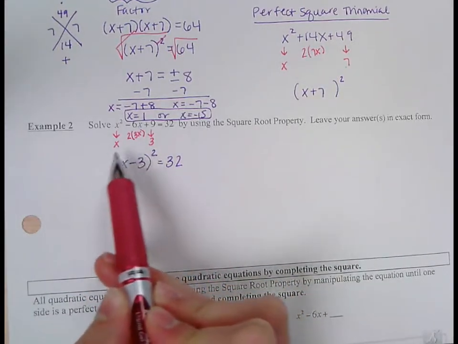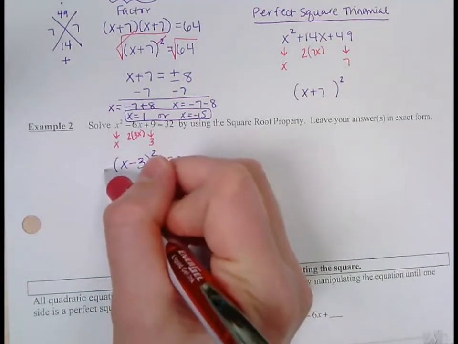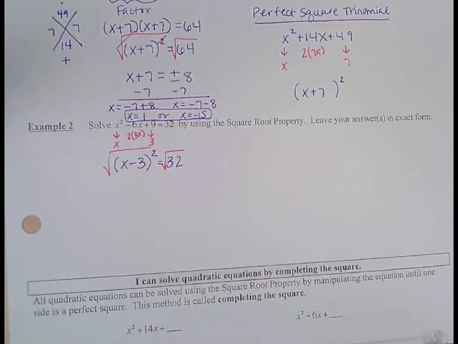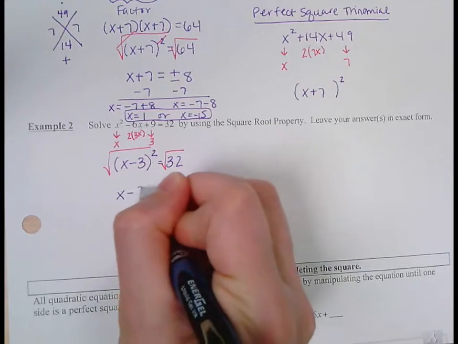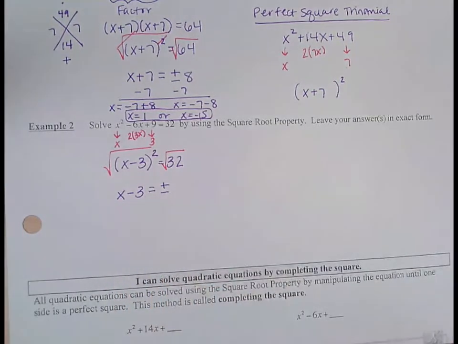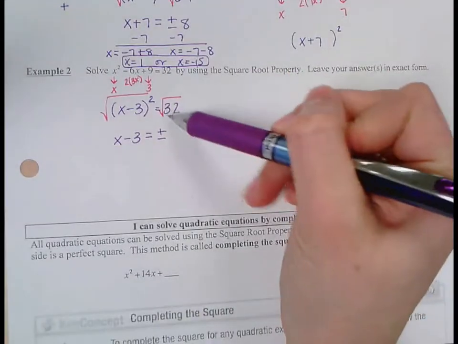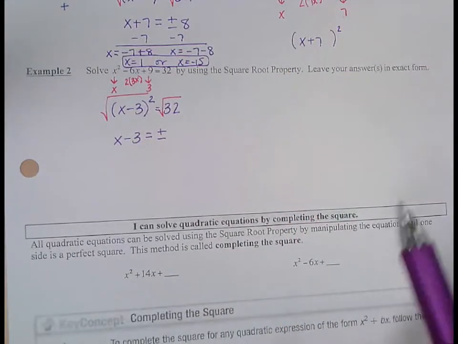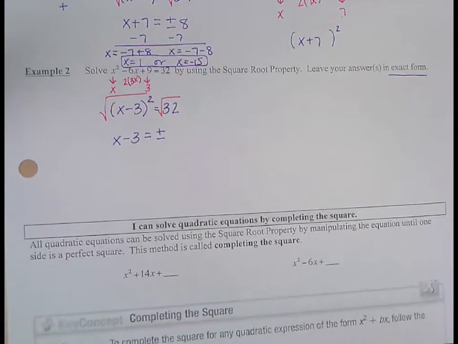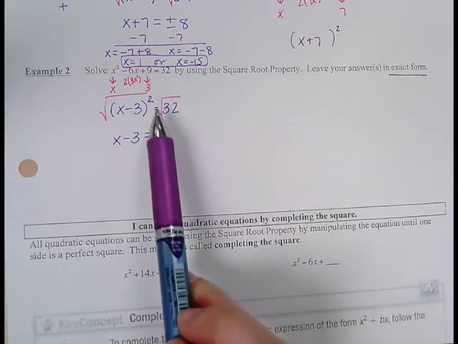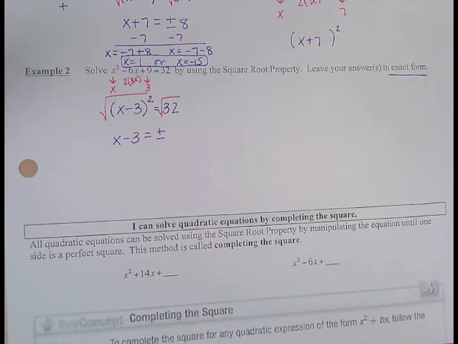Once I have a perfect square or a quantity squared on the left side, I can use the square root property, square root both sides. So I get x minus 3 equals, I still have plus or minus, but 32 is not a perfect square. So now you have to think back to what we did in 4.4. I do not want you to type this in your calculator and give me a decimal. I want you to leave your answers in exact form, which means you're still going to have a square root in your answer. So this is where you have to think, is there a perfect square that goes into 32? Since 32 isn't a perfect square, 16 does. 16 times what?